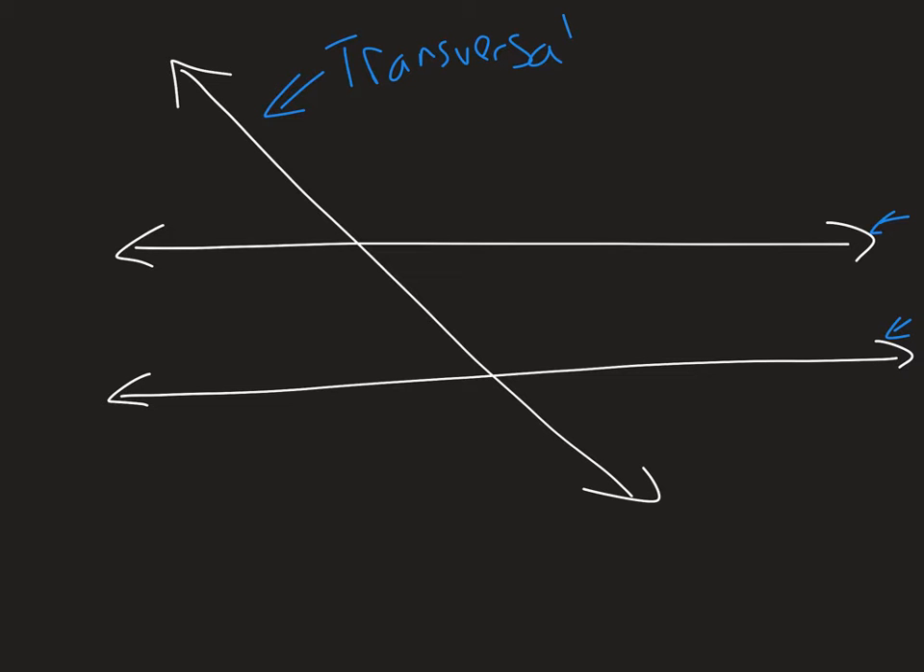And basically it's just a line that crosses two or more parallel lines. It's a fancy name for a line that just crosses them. And what happens here is that we have a bunch of angles that are created. So, for example, if I look at this angle and this angle here that I've highlighted in green, these are what we call corresponding angles.